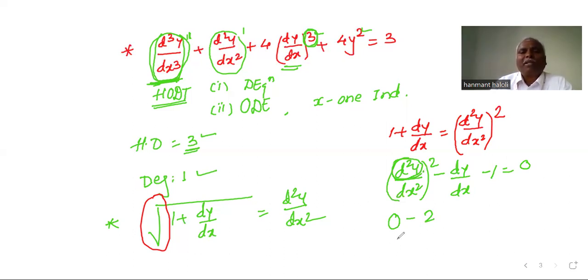Now, what is meant by degree? Check the highest order term. That's the degree. This is the highest order term. Now here the power of this d2y by dx square is 2. Therefore degree is also 2. Got it? I hope you understood what is meant by order and degree. Now we'll go for one more example.